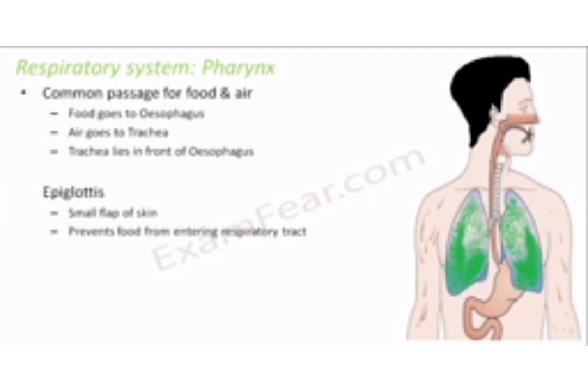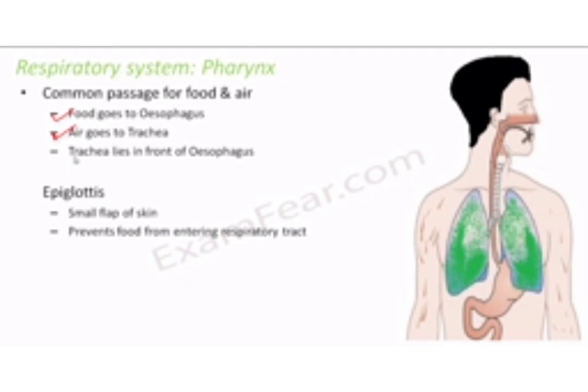Then the next part is the pharynx. I have talked about the pharynx before also. It is a common passage for food and air. So what happens, both food and air reach the pharynx. From here it gets divided into two different tubes. So food goes to the food pipe, that is the esophagus, and air goes to the windpipe, that is the trachea.